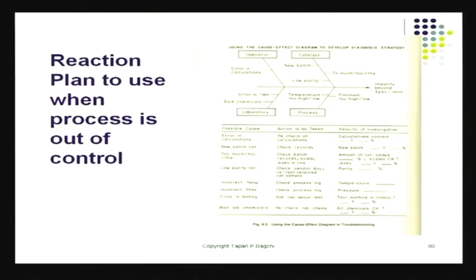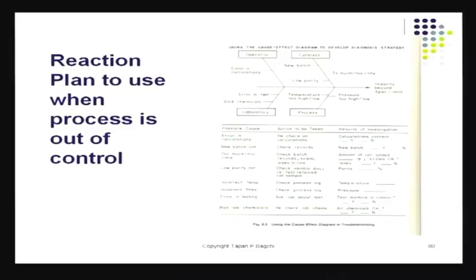Now, I've given you a sheet here which is the reaction plan to use when the process is out of control. How do you know the process has gone out of control? Well, those exceptional patterns or a point beyond the control limit. Then what you do is, well, before that you've got to do some work. You've got to prepare this reaction plan.